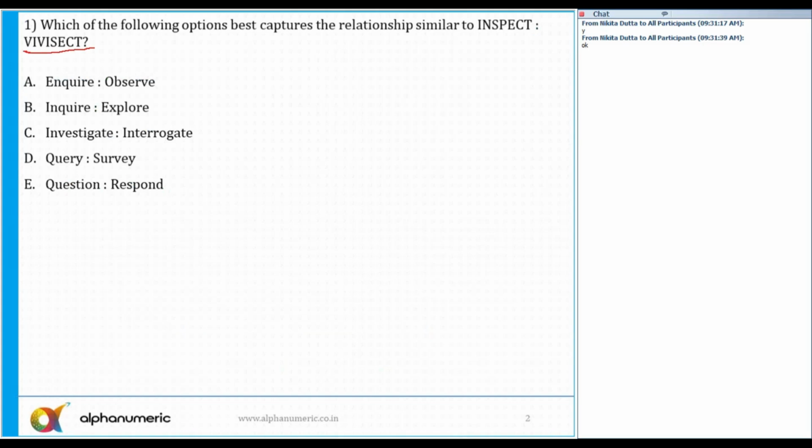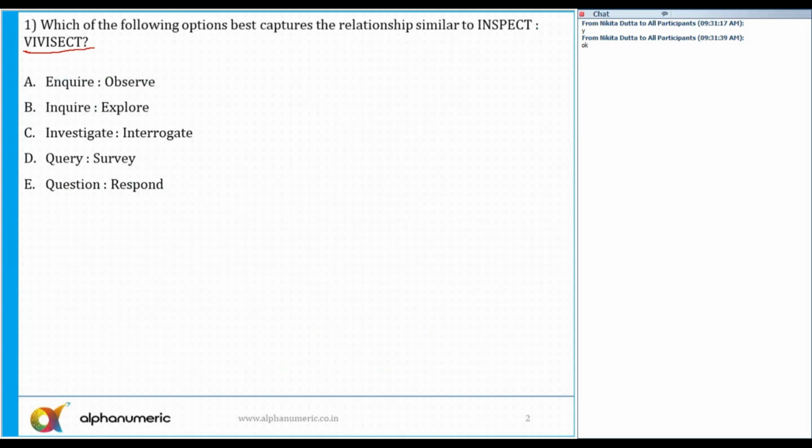Vivisect is a detailed inspection. Inspect is just to see something, whereas vivisect is when you do a detailed inspection. Based on that, let's see. Observe means to do a detailed inquiry, not really. Explore means to do a detailed inquiry. Yes, this looks good.